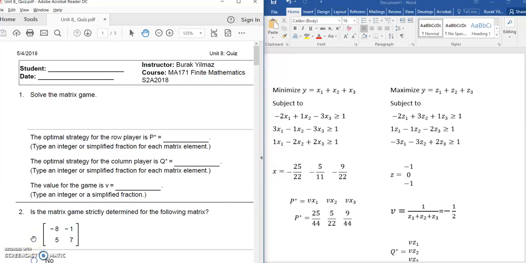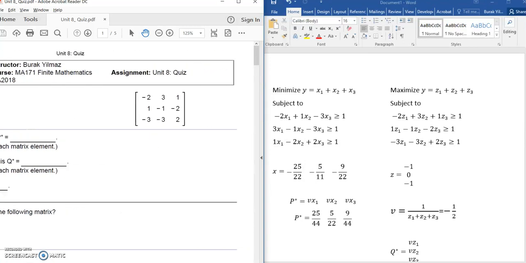Hello, so this is quiz 8, the last one, mostly about matrix games in game theory. The first problem says solve this matrix game, and by solving we'll find the optimal strategy for the row player, the column player, and the value of the game.